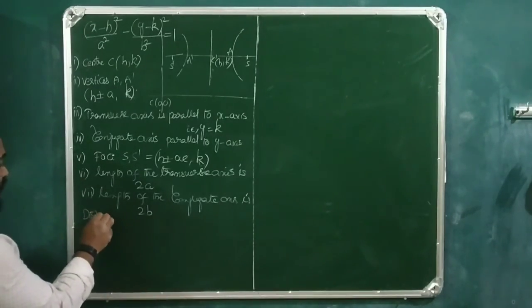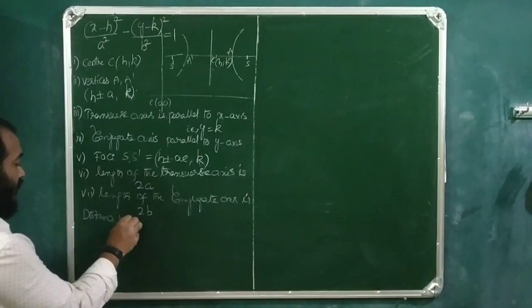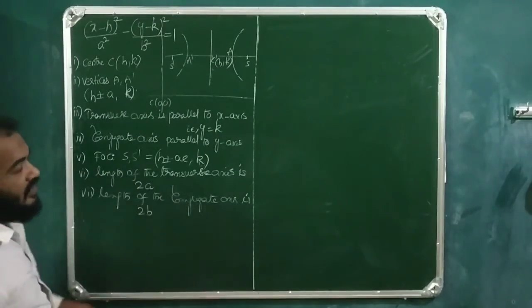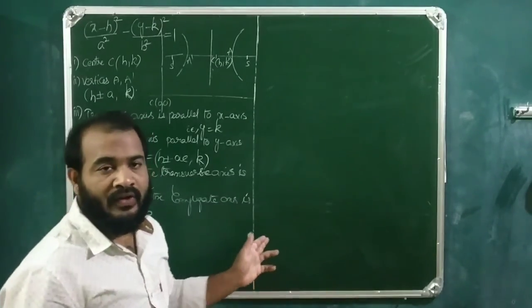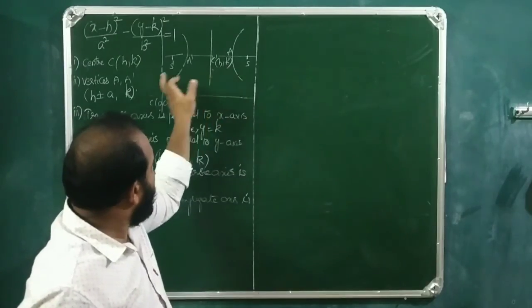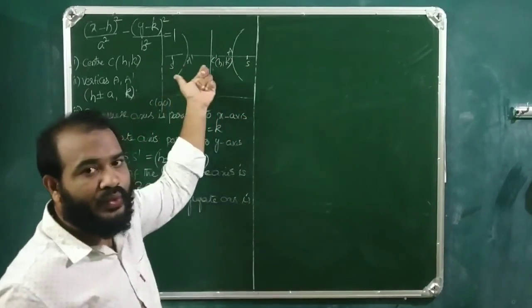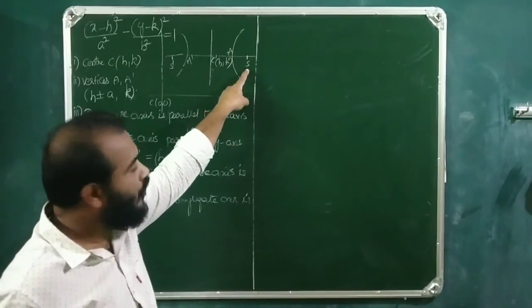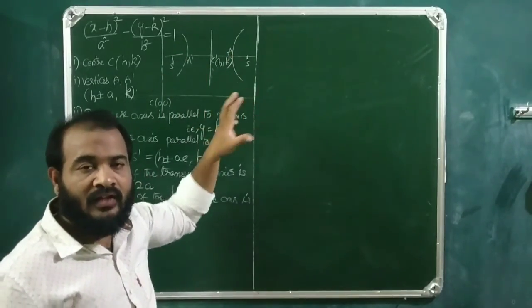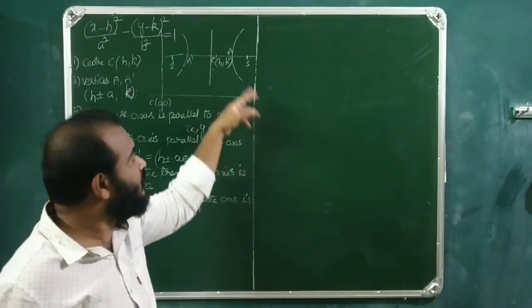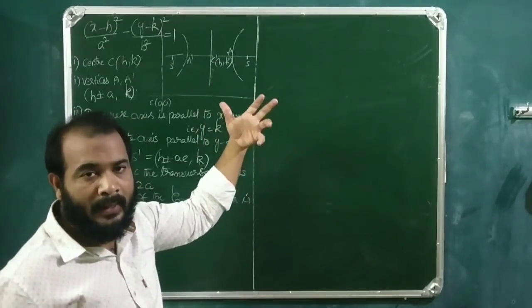Earlier the distance between the foci is S S dash, this is AE, 2AE. So here also the distance or length is not going to be changed. So it is still 2AE.